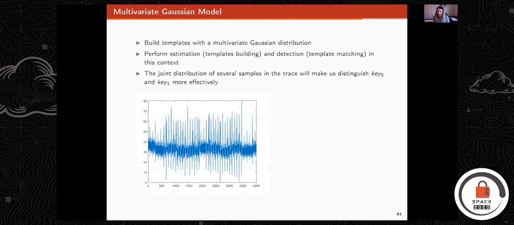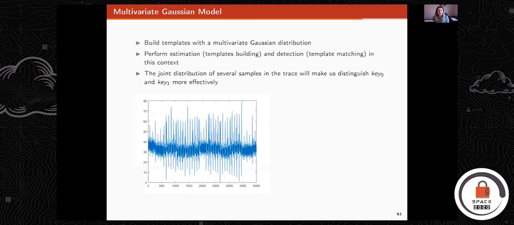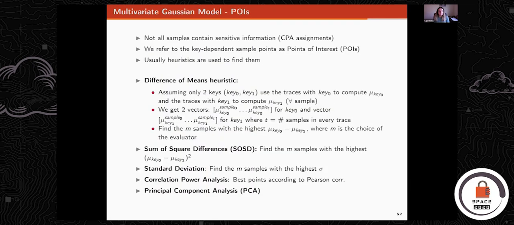So now we will look into something more real, the multivariate Gaussian distribution, which is basically in 3D space. Now we are considering more time points, and we want to build templates by using this multivariate Gaussian distribution. Then we will explain both phases: template building and detection, or template matching. First we have to say how we choose points of interest, which is a research question in itself.